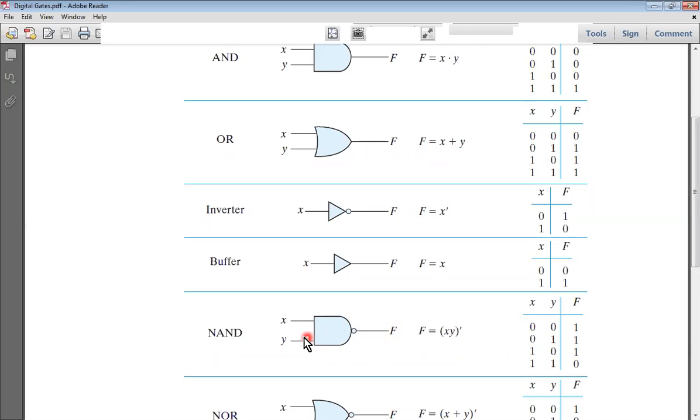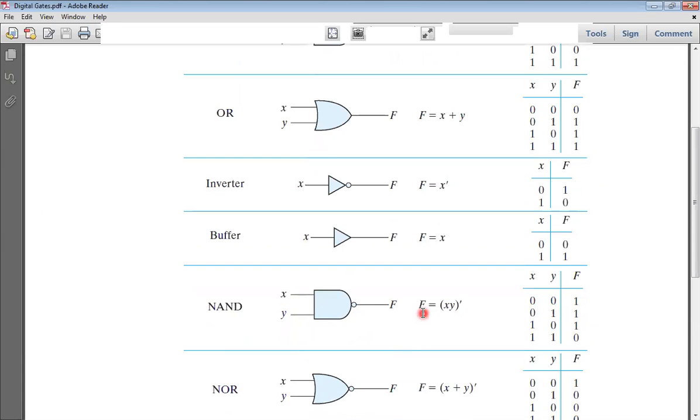If at least one of the inputs is 0, then the output is 1. If all the inputs are 0, or if all the inputs are 1, then only the output is 0, 1 otherwise. That is also an equivalent statement, right? And its expression is, what is the expression for this gate without this bubble? It becomes an AND gate, and the expression is just XY.